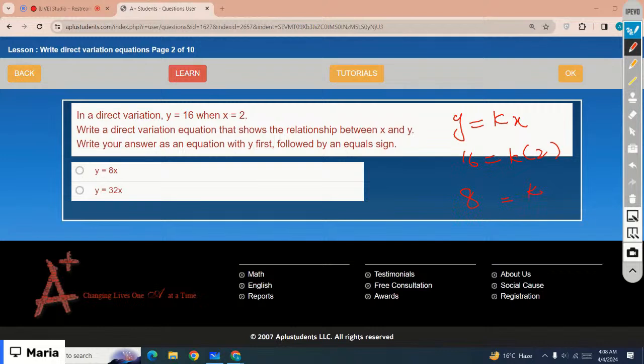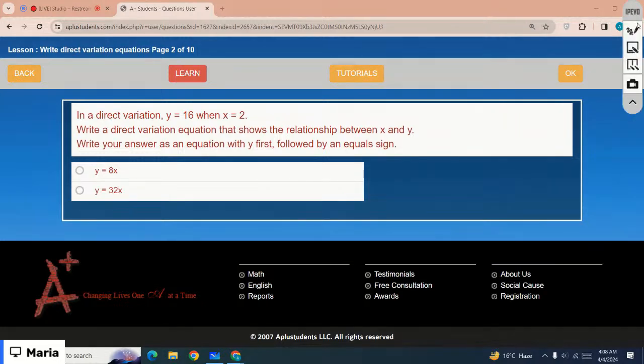Now you have to write down the equation. So that would be y equals 8x, right? Very good. Option number 1 is the correct option.